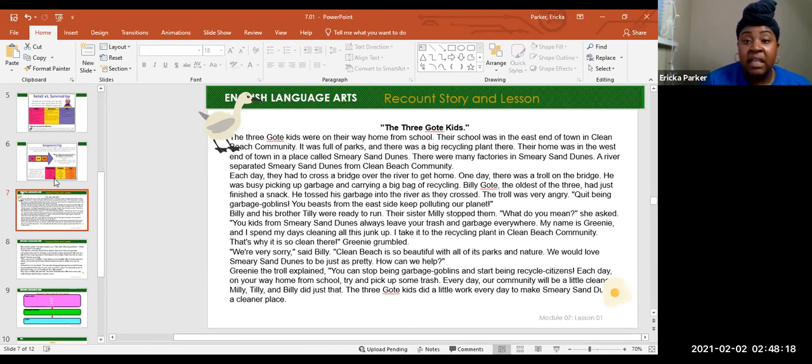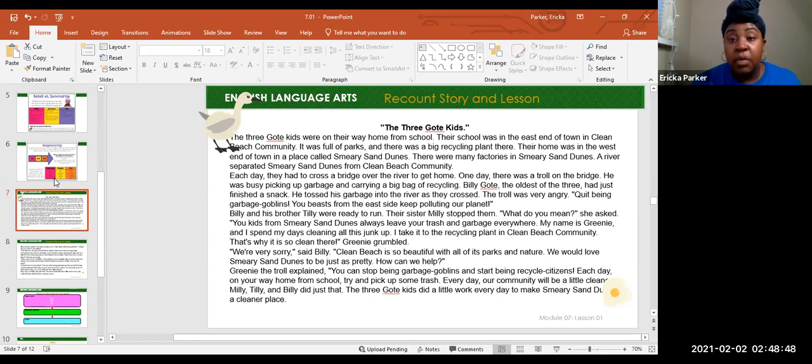Their school was in the east end of town in Clean Beach community. It was full of parks and there was a big recycling plant there. Their home was in the west end of town in a place called Smeary Sand Dunes. There were factories in Smeary Sand Dunes. A river separated Smeary Sand Dunes from the Clean Beach community. Each day they crossed the bridge over the river to get home.